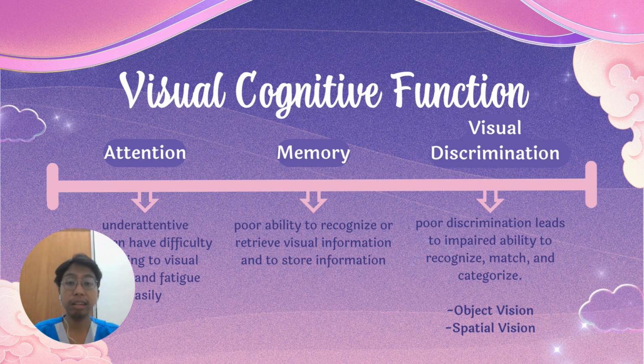And then visual discrimination. Poor discrimination leads to impaired ability to recognize, match, and categorize. So is it important for them to have this visual discrimination? Yes. How can you discriminate your favorite Starbucks drink from all these Starbucks drink orders that are clumped together? So this is an example of it. You recognize that that is yours and match it to your memory. And then there are two things under visual discrimination, which are object vision and spatial vision.